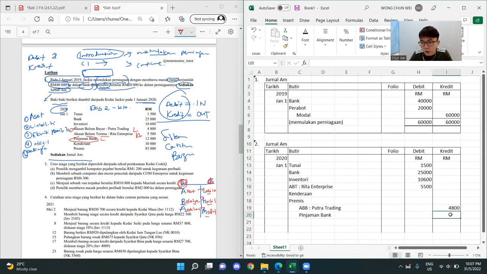Pinjaman bank 12,000 here. Kenderaan 30,000 and premise 85,000. Right? After inserting all the figures, but now, look here carefully. If we do a closing like this, we imbangkan, see if imbang or not.